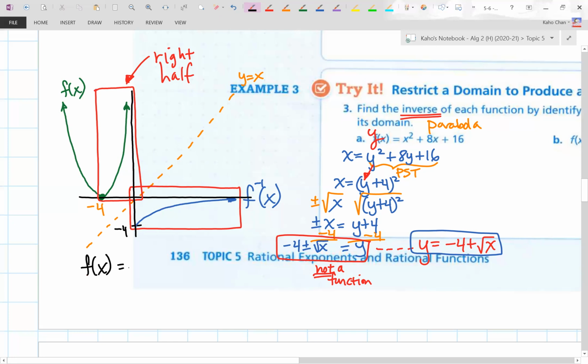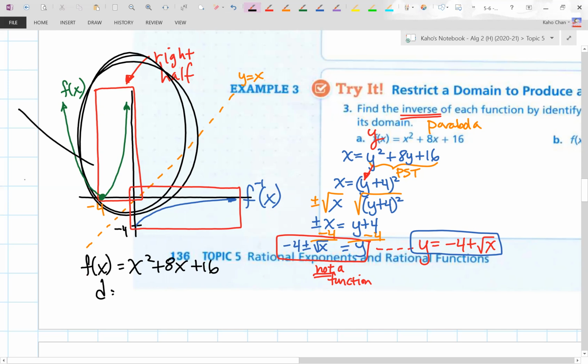So when I graph the inverse of the original function, it's a function itself. I only want half of it. Okay, how do I go from here to here with that restriction? So this is what I do. You write down the parabola from earlier and say this. The domain is this piece right here only. I can't graph this side. That's illegal.